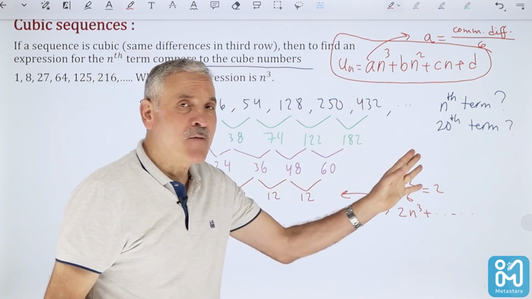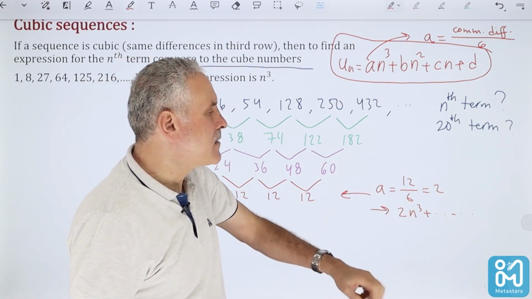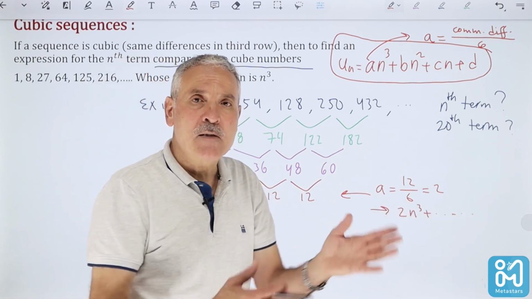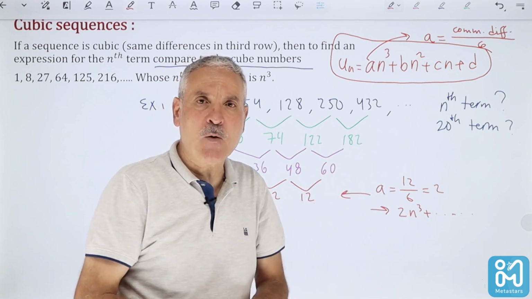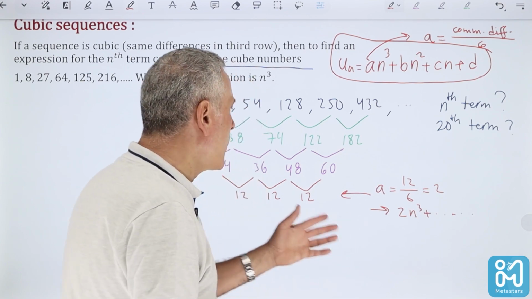You could use it the way we've learned in the previous lesson. You could just find 2n cubed and subtract to get a quadratic sequence and find the nth term of the quadratic sequence. That would be a longer procedure. It's not really needed in O level.